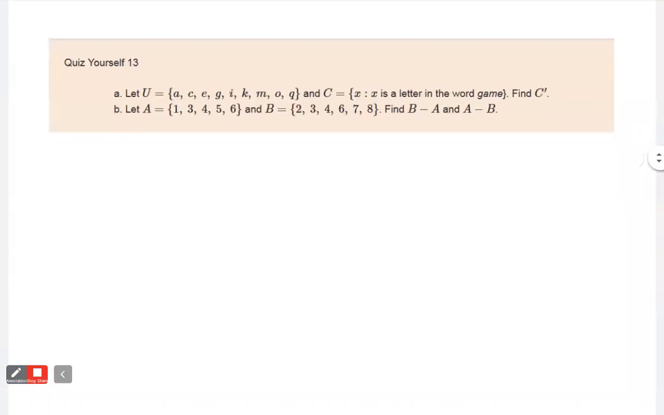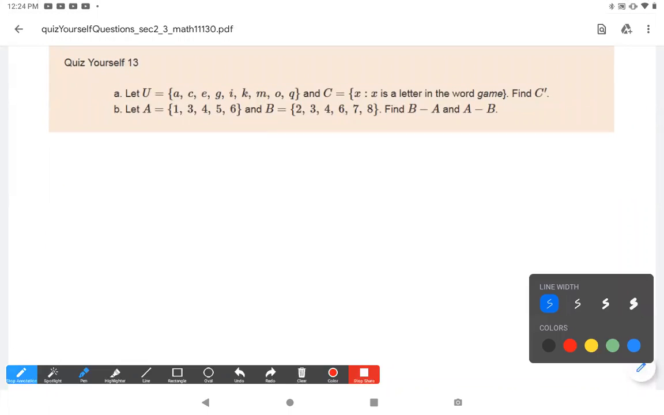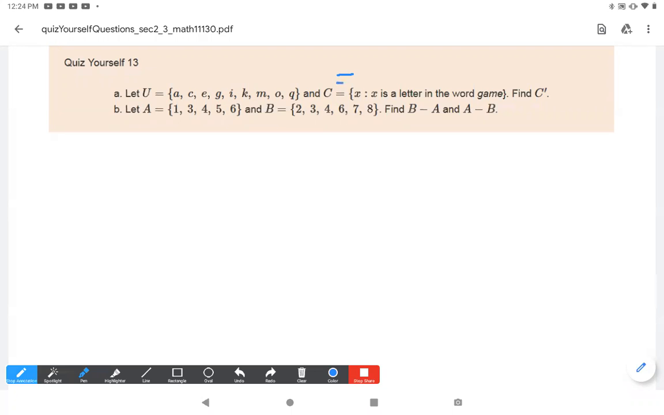Quiz Yourself 13 reads, let U be the set A, C, E, G, I, K, M, O, Q, and let C be the set of all x's such that x is a letter in the word game. So C is actually the set of G, A, M, and E.